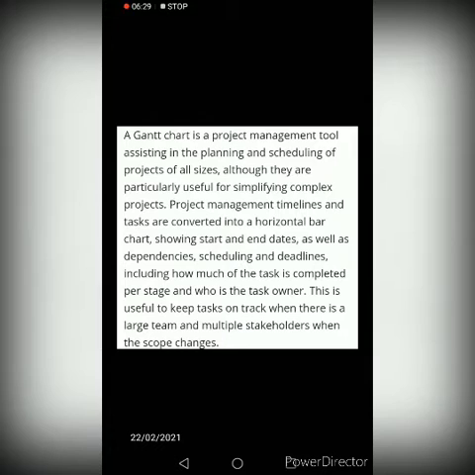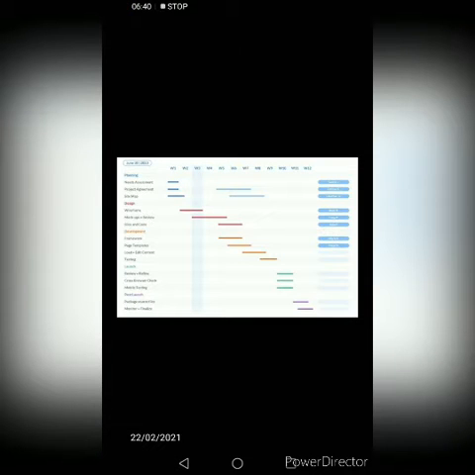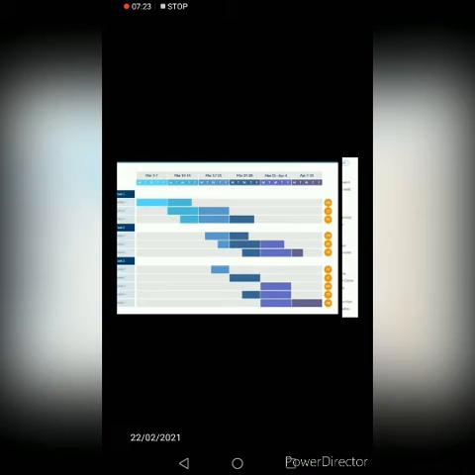This is useful to track tasks when there is a large team and multiple stakeholders, when the scope changes. So this is an example of a Gantt chart. With this chart format you can possibly check on progress with a quick glance. You can easily see a visual display of the whole project's timelines, deadlines and project phases. So dito nakikita nyo yung mas madali nyo nang mamamark yung mga dates, mas madali nyo nang manonotify. Ayan.